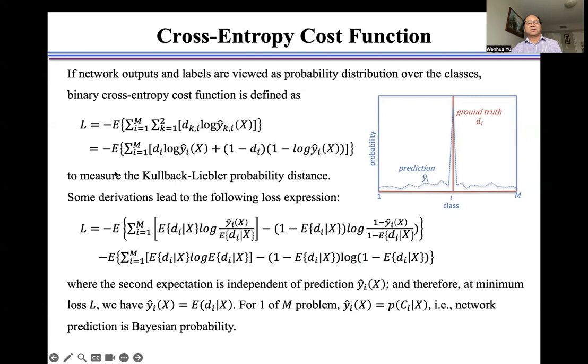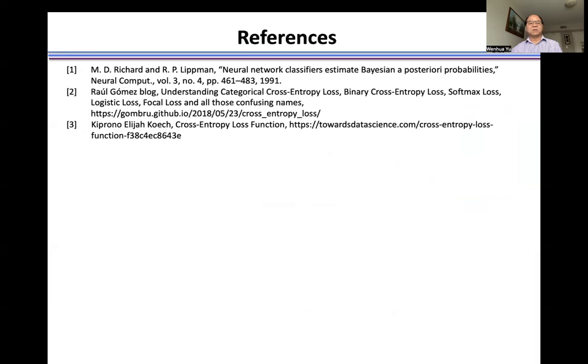This loss function is used to measure the probability distance. After some derivations, we have these two terms to express the loss function. Because the second term has no relation with the prediction, only the first term determines the loss. So at the minimum loss error, we have this prediction equal to this expectation. For a one-of-M problem, this prediction equals the conditional probability. That means the network prediction is a Bayesian probability. For more details, please check this reference. Thank you.